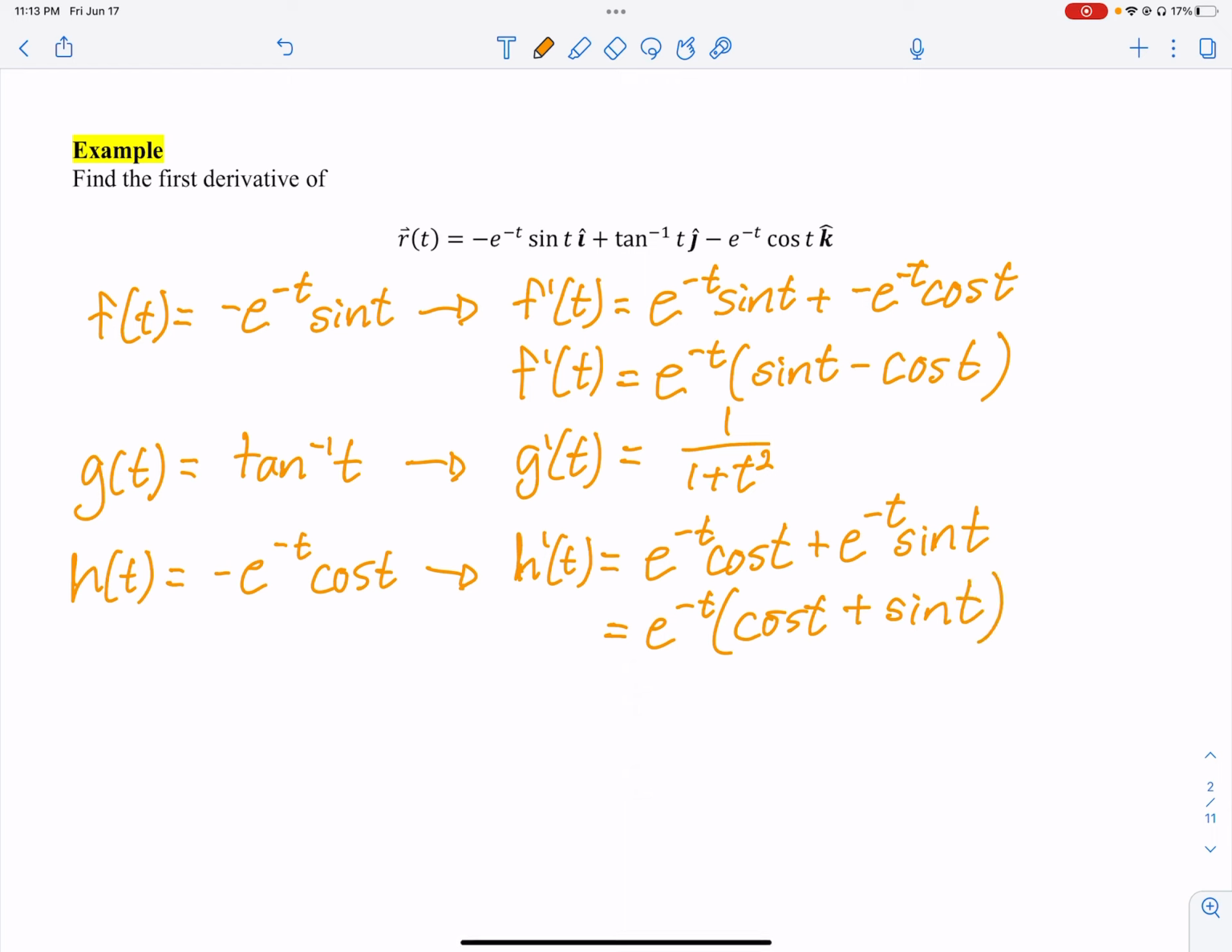It has to do with magnitudes. Once we start taking magnitudes of derivatives and they look like this, having this e to the negative t out front makes it really easy just to pull straight out of the magnitude. So we'll see that when you guys get there.